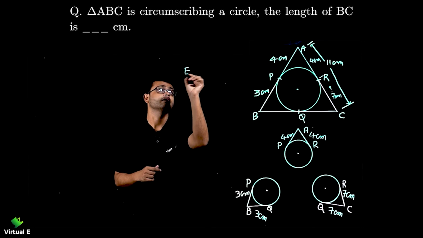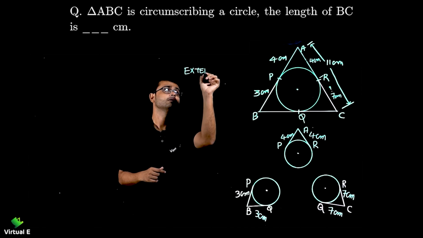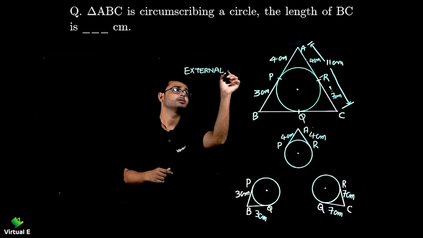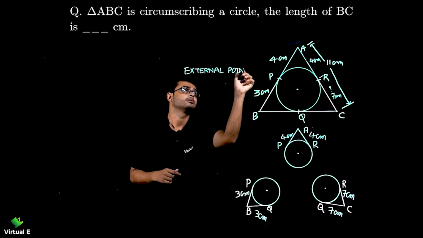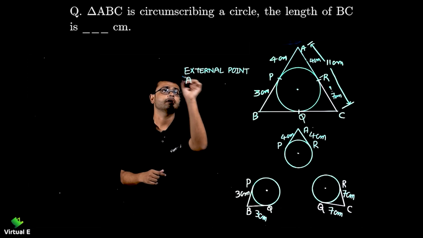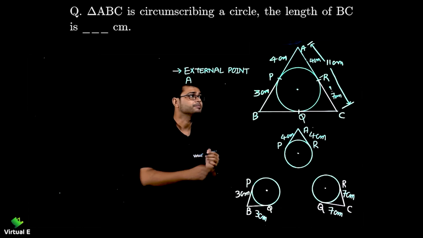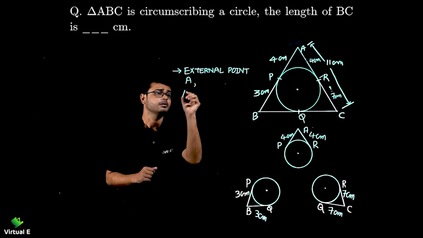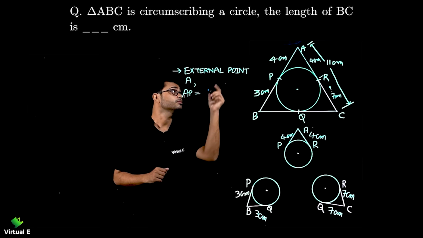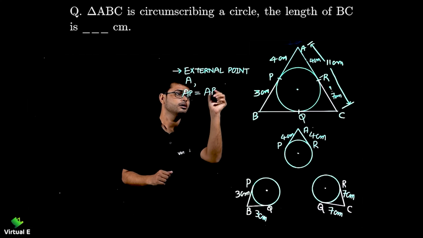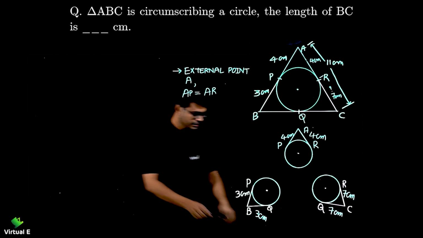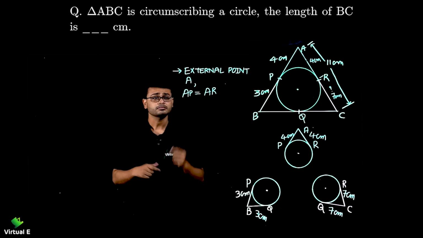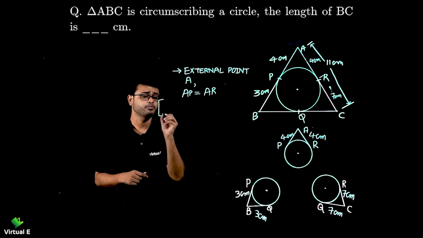Here, right, external point A, right? First external point A. So for external point A, I can write that AP is equal to AR. What is the reason behind that? Can you tell me the reason behind that? Please write this reason, that's very important.